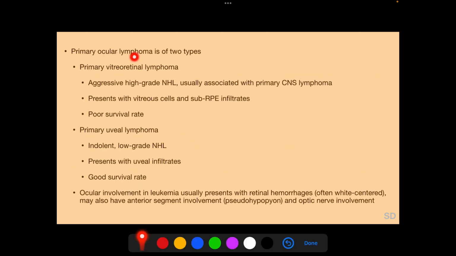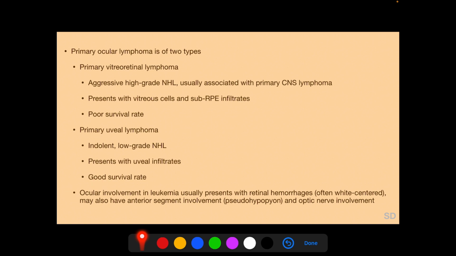Primary ocular lymphoma is of two types, primary vitreoretinal lymphoma and primary uveal lymphoma. Primary vitreoretinal lymphoma is an aggressive high-grade non-Hodgkin's lymphoma usually associated with primary central nervous system lymphoma. Primary vitreoretinal lymphoma usually presents with vitreous cells and sub-RPE infiltrates, and primary vitreoretinal lymphoma with primary CNS lymphoma has a very poor survival rate. Primary uveal lymphoma is an indolent low-grade non-Hodgkin's lymphoma presenting with uveal infiltrates, and compared to primary vitreoretinal lymphoma, primary uveal lymphoma has a very good survival rate.